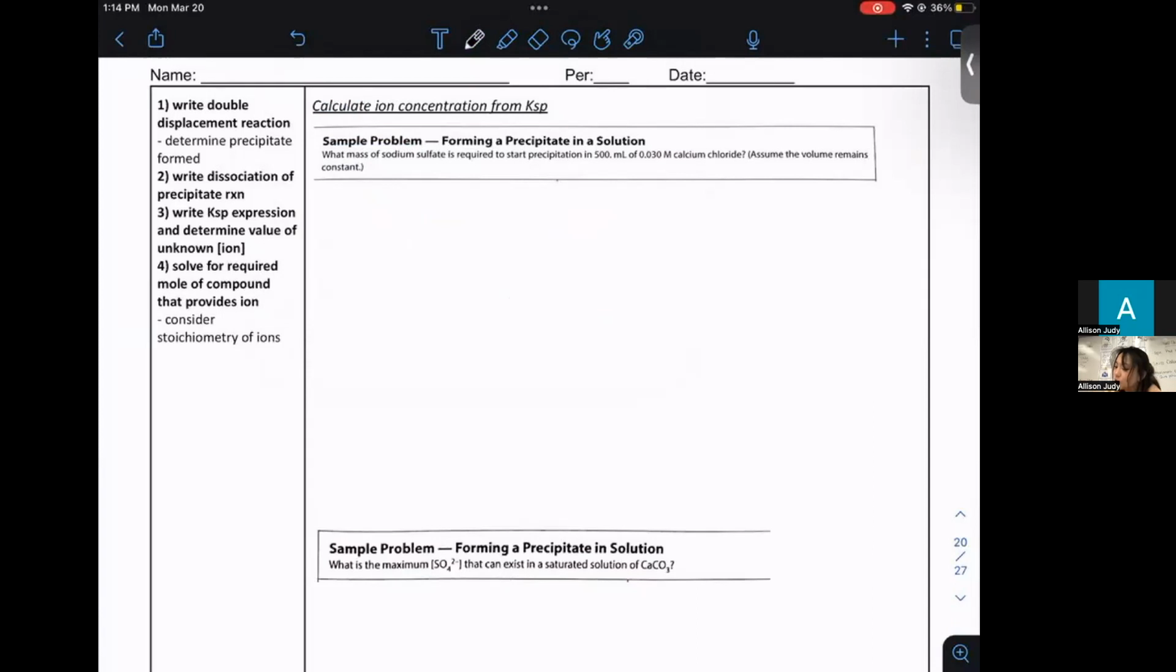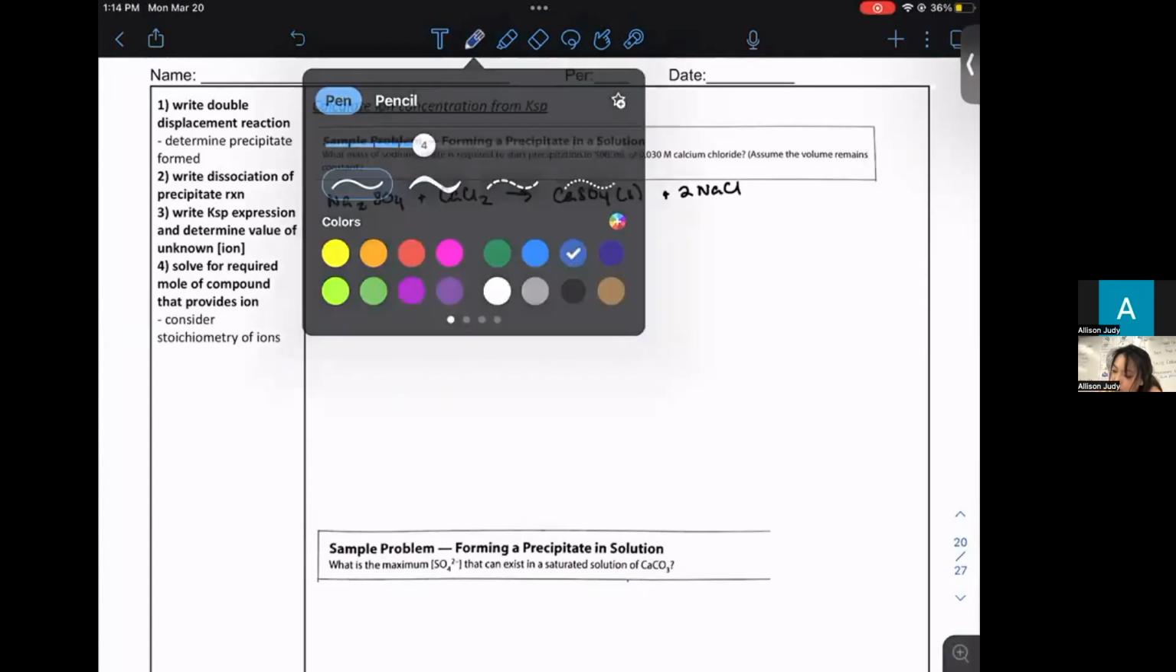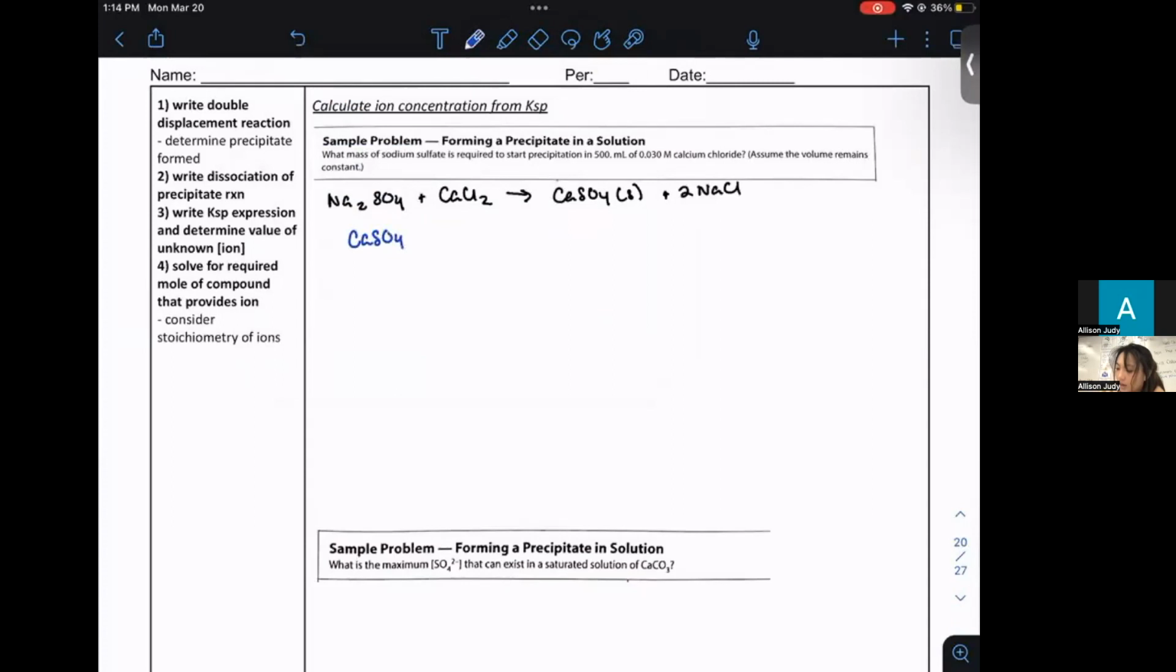So first and foremost, you have a double displacement reaction. You need to identify what the precipitate is. When you write out the double displacement reaction and balance it, you get calcium sulfate as your solid. Then you would say that the calcium sulfate undergoes a reversible dissociation of the solid and produces calcium 2 plus and sulfate 2 minus.